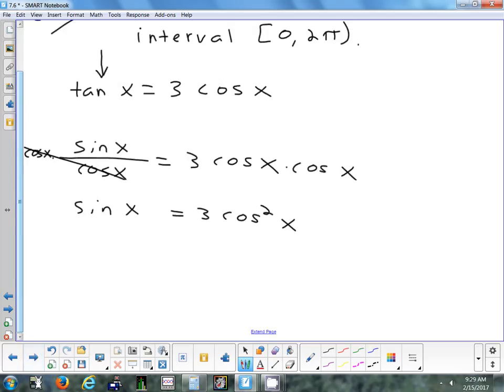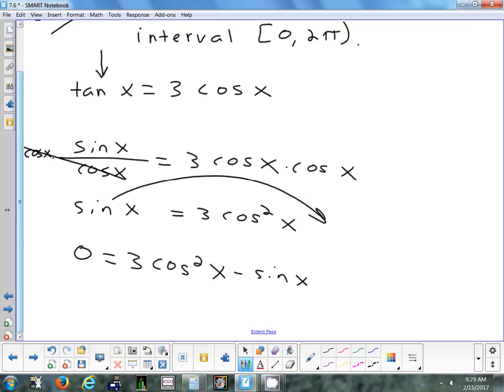Bria said in general it's good to move all things to one side. Should I move the cosine squared to the left or the sine to the right? I would move the sine because then the cosine squared will stay positive. So Fred, how do you move this to the other side? Yep, you're going to subtract it. So 3 cosine squared x minus sine x. Okay, we're starting to look more like a quadratic, but is that a quadratic?